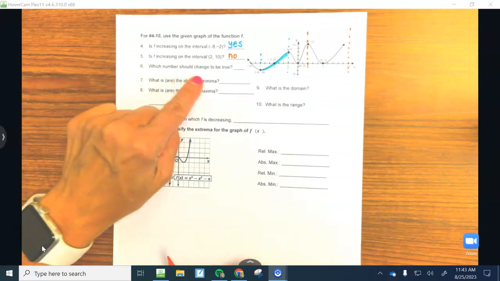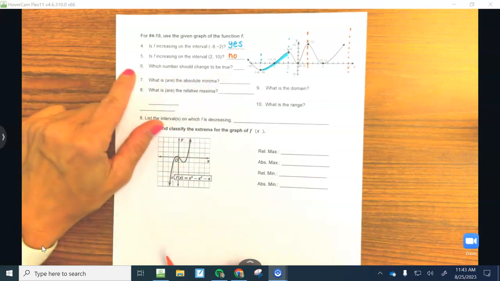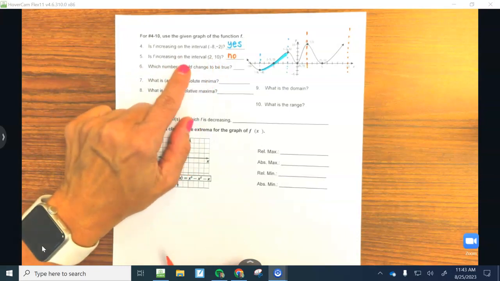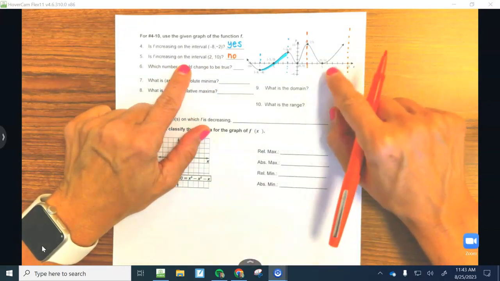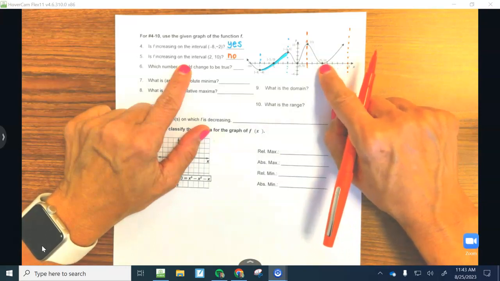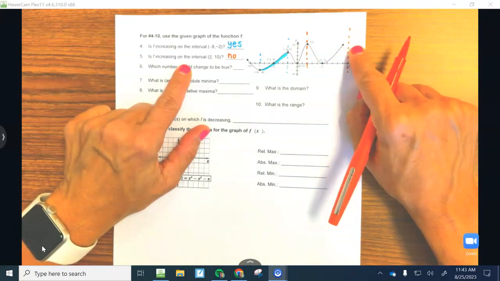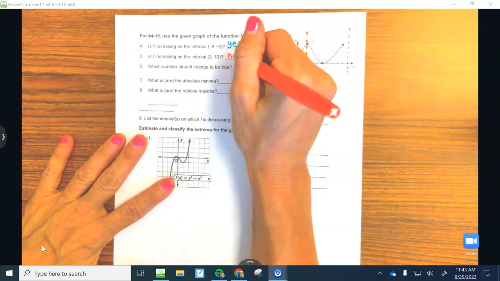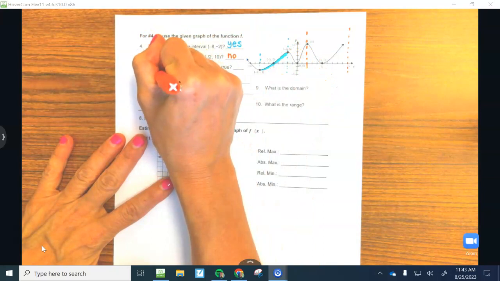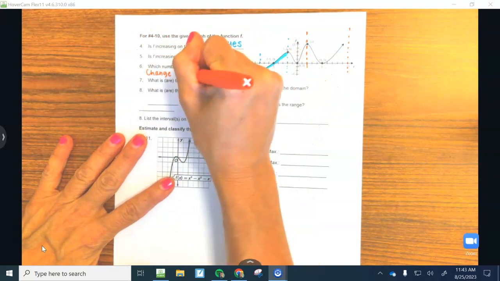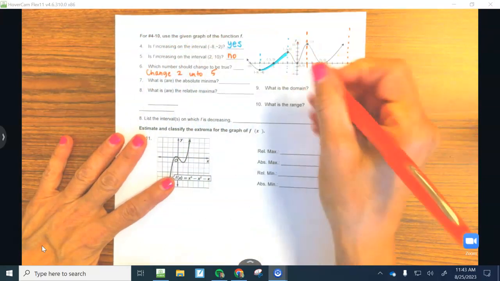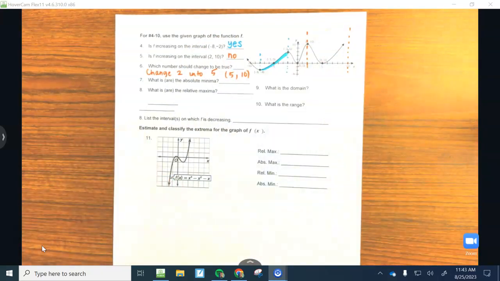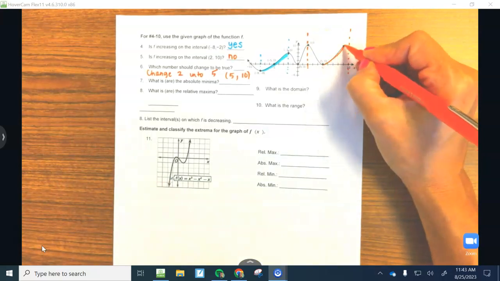Which number should change to be true? Which number should be changed in this interval for this to be a true number sentence? If we start right here, then it would increase. So let's change this 2 to a 5, because then it will be true. So change 2 into the number 5. The interval from 5 to 10 would most certainly match that, because that's where it's increasing right here.